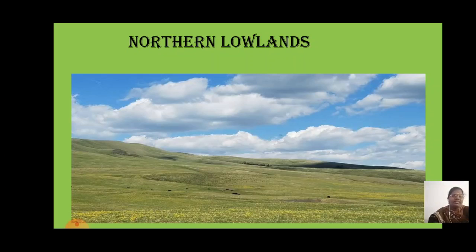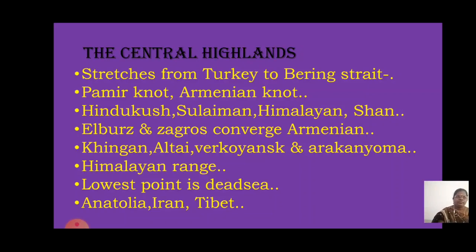Next is the Central Highlands. The Central Highlands stretch from Turkey to the Bering Strait. There are 2 knots found in Asia. A knot refers to the convergence of mountain ranges, that is, mountains grouped together. One is the Pamir knot and the other is the Armenian knot.